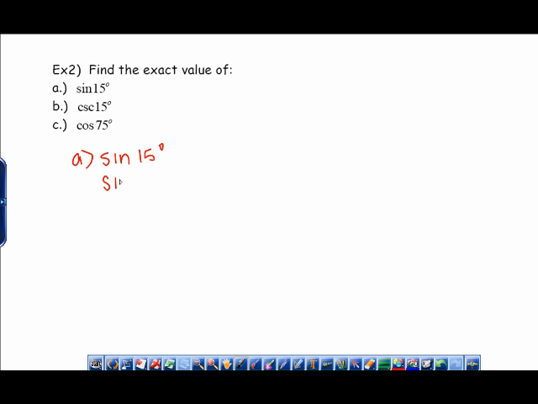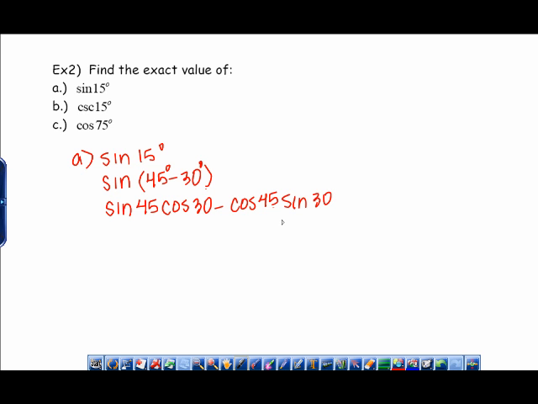All right, sine of 15 degrees is the same as sine of 45 minus 30, both of these in degrees. And using the sine A minus B formula, this is going to be sine of 45 cosine of 30 minus cosine of 45 sine of 30. This is just like sine of A minus B where A is 45 and B is 30. It's a very, very similar thing to what I did in example 1.